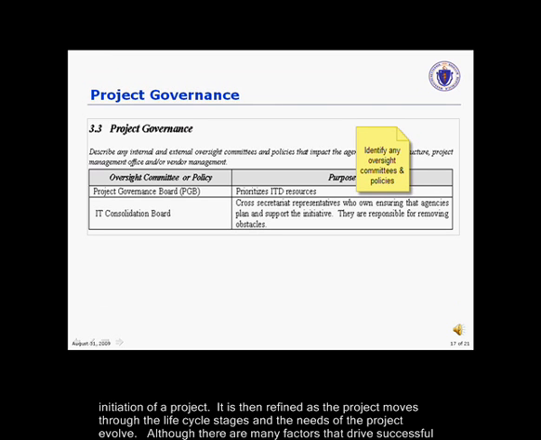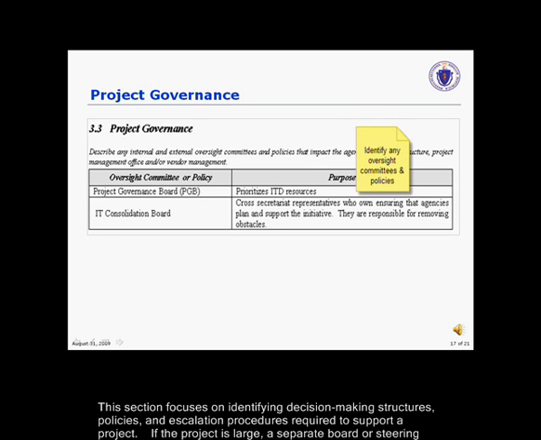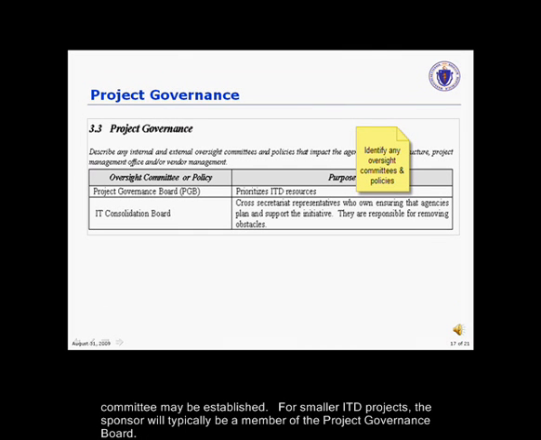Although there are many factors that drive successful projects, it is clear that the combination of active governance structures and competent sponsors contribute to the overall success of a project. This section focuses on identifying the decision-making structures, policies, and escalation procedures required to support a project. If the project is large, a separate board or steering committee may be established. For smaller ITD projects, the sponsor will typically be a member of the project governance board.